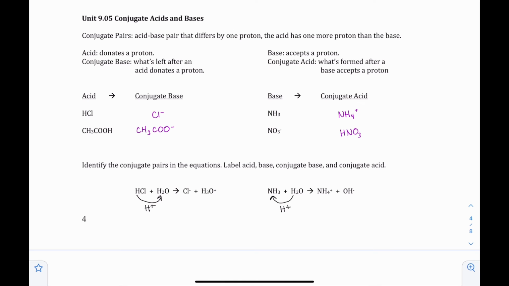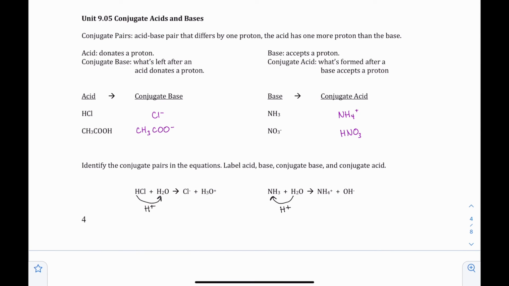Bases accept H+, so its conjugate acid is what's formed after the base accepts a proton. NH3 with a proton will form NH4+, and NO3- with a proton will form HNO3. Again, pay attention to the charges. Don't forget to add +1 to the overall charge since the proton is positive.